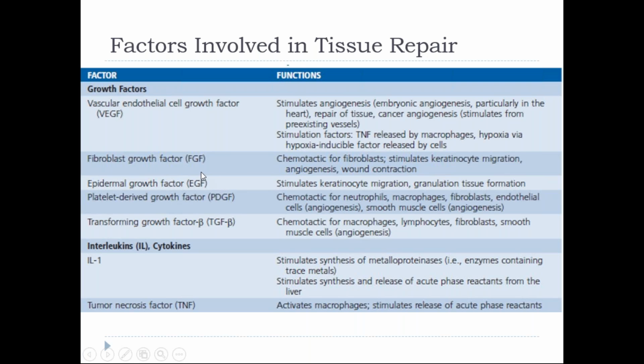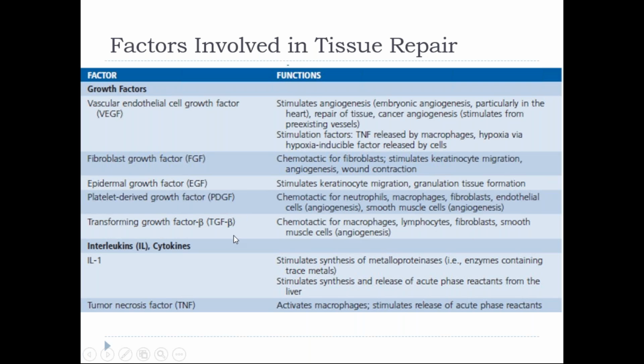Next is fibroblast growth factor. It is chemotactic for fibroblasts and stimulates keratinocyte migration, angiogenesis, and wound contraction. Epidermal growth factor stimulates keratinocyte migration and granulation tissue formation. Next is the platelet-derived growth factor. It is chemotactic for neutrophils, macrophages, fibroblasts, and endothelial cells, and helps in angiogenesis. And of course, smooth muscle cells, which are there within the blood vessels. Smooth muscle proliferation is promoted by the platelet-derived growth factor.